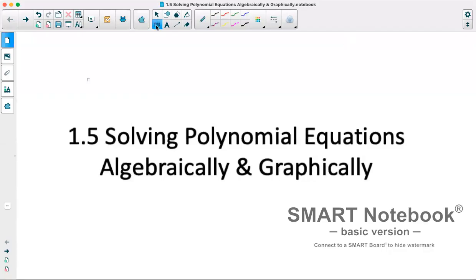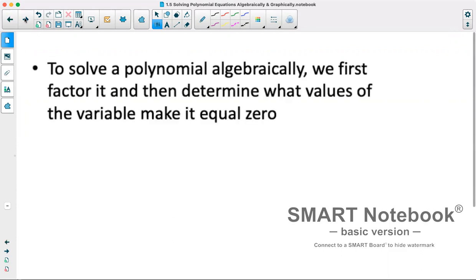Hi, today we're looking at solving polynomial equations algebraically as well as graphically. And for the graphical component, we'll be going over how to solve them using the Texas Instrument graphing calculators. Okay, so to solve a polynomial algebraically, do it the same way as we did with quadratics in grade 11.